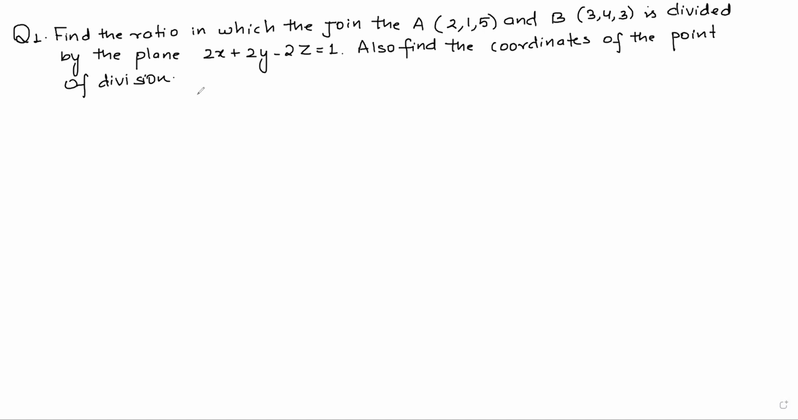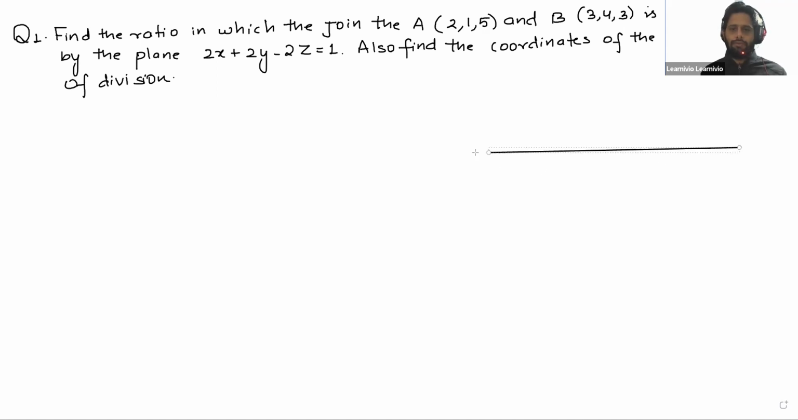Sir, I'm having a doubt. Can you answer this? Okay, I will explain. The question is to find the ratio in which the join of A and B is divided by the XY plane. So that means, suppose we have this line, and we have this point A and this point B. Now this point A has the coordinates 2, 1, 5, and this point B has the coordinates 3, 4, 3.